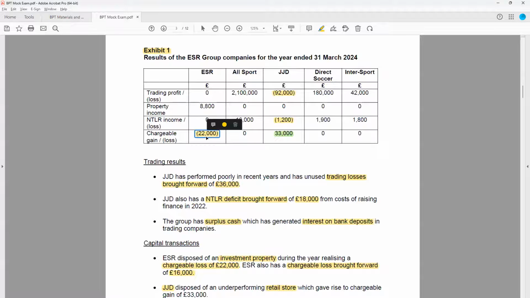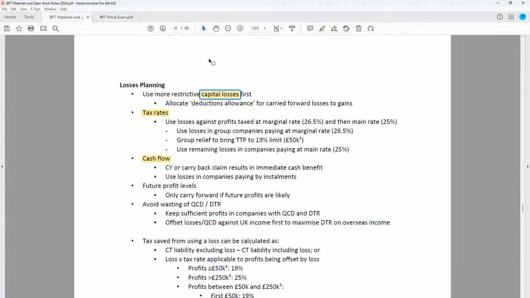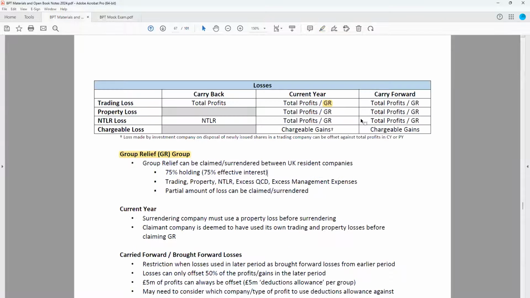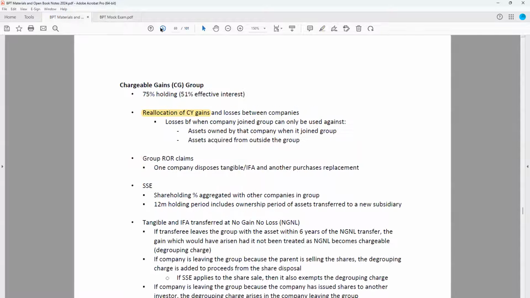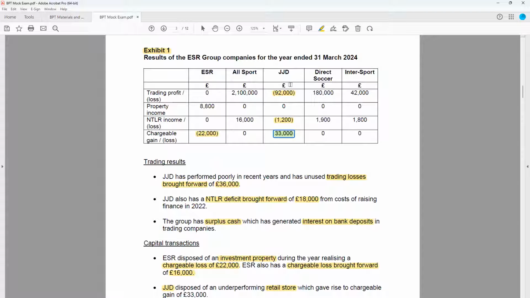So in the current year, they could move the ESR loss to JJD. The loss can move in the current year, or the gain can move. But it's the brought forward loss that's the issue here, because the brought forward loss can only be offset against chargeable gains, and it can't be group relieved. So you couldn't reallocate it; you can only reallocate in the current year. Therefore, the best thing to do would be to move the gain from JJD into ESR.